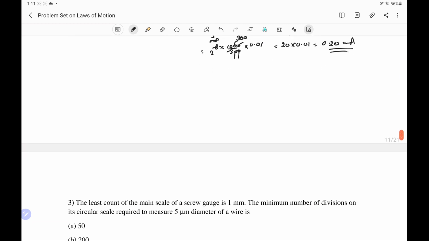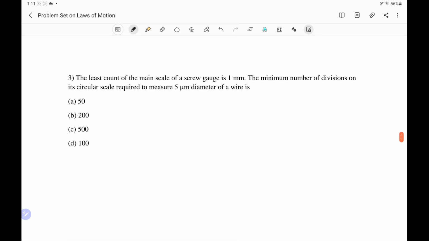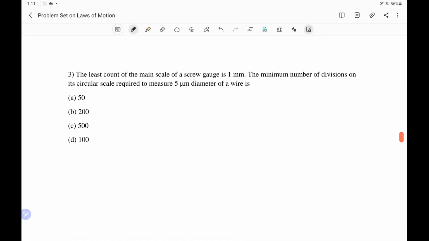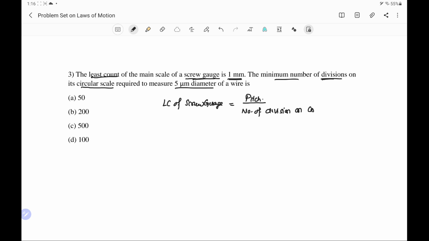Now, next question. Question number 3. The least count of a main scale of screw gauge is 1 millimeter. The minimum number of divisions on the circular scale required to measure the 5 micrometer diameter of wire is? Least count of screw gauge is equal to pitch. Pitch is the distance covered on the main scale by the circular scale, divided by the number of divisions on circular scale.